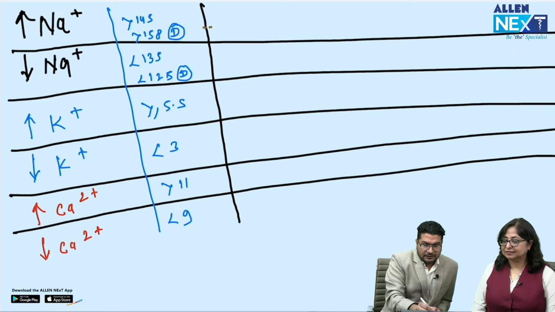Now you can see hypothyroid means T3, T4 are low. The free form is low. This will give a feedback if it is primary, so TSH will increase. So T3, T4 is low and TSH is elevated. So the answer for this question is A. And please remember, it is the free T3, T4 which is responsible for negative feedback.